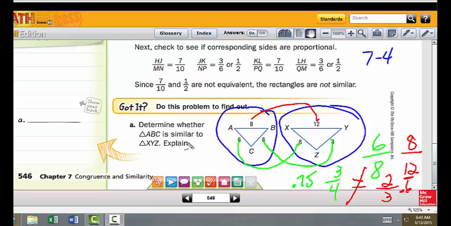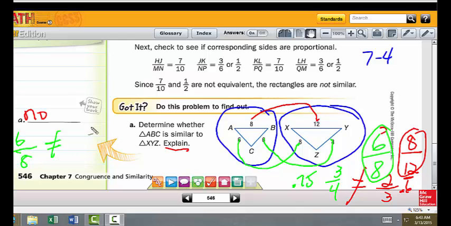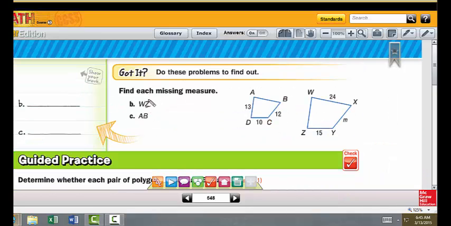So determine whether or not they're similar. The answer would be no, they are not. And then explain. The reason would be because, and now let's go back to our original numbers here and here and say that 6/8 does not equal 8/12. And there's your answer. Okay, let's take a look at letter B.